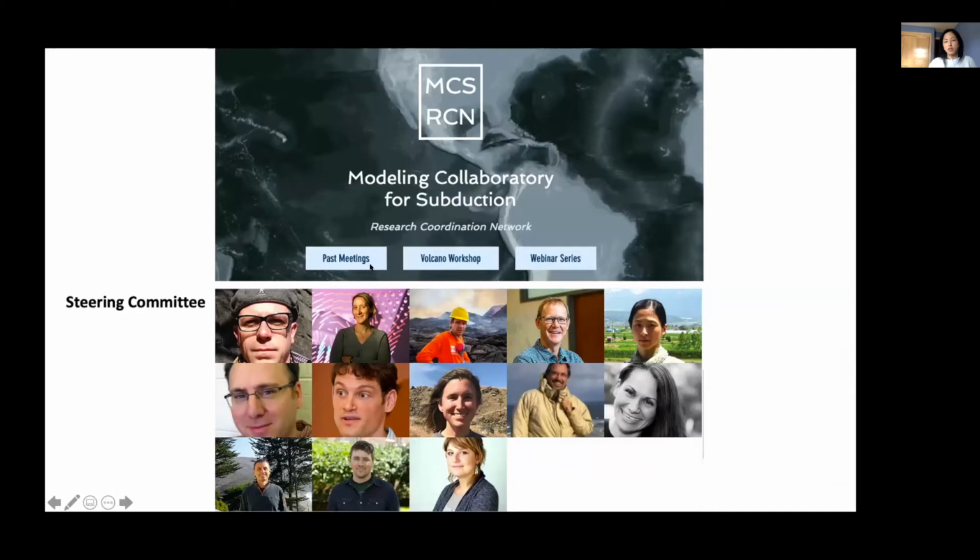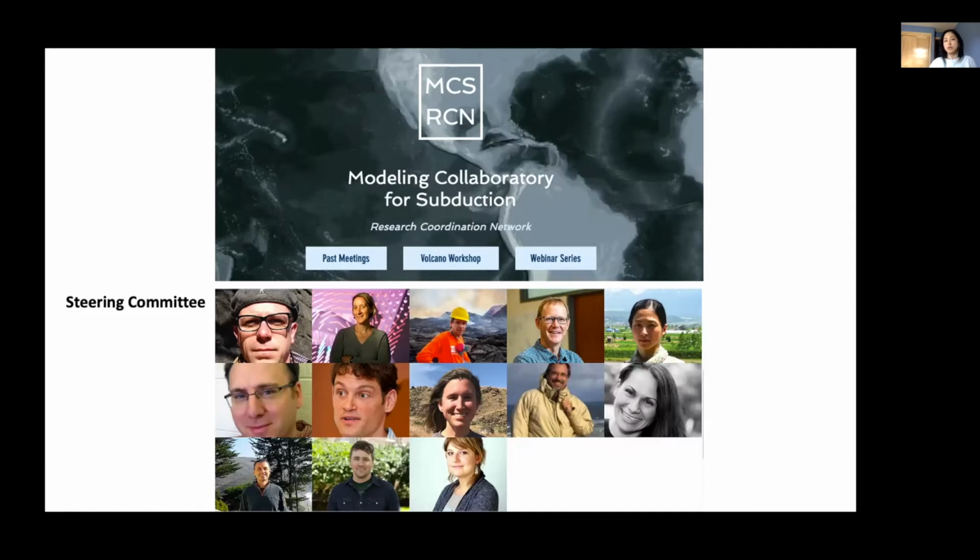MCS RCN is in a planning stage. It is funded by the NSF Research Coordination Networks program. The effort is led by Thorsten Becker and the steering committee. What we are trying to do is develop a plan for building this integrative modeling framework. Through a series of workshops and webinars, we have had two workshops so far, one on fluid migration that I'm discussing, and the other on megathrust systems. And we have the last one next year, probably in late spring to early summer.